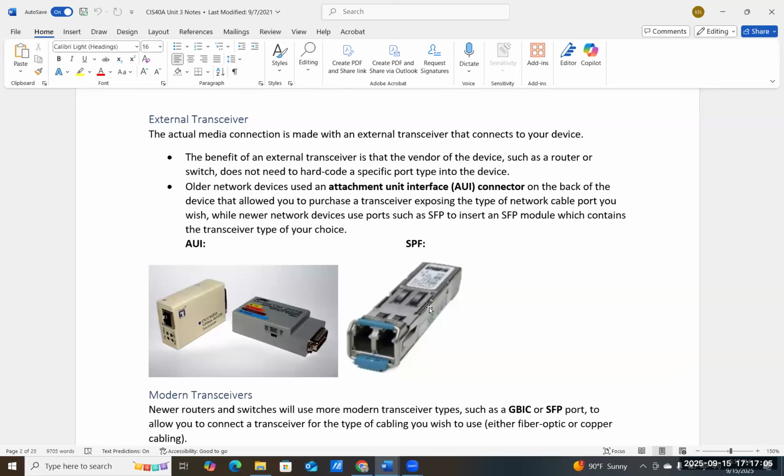It's still going to be bits, right? But the transceiver that you attach would be like this. So you would be able to adapt this, connect this into a switch or a router. So this is an external.